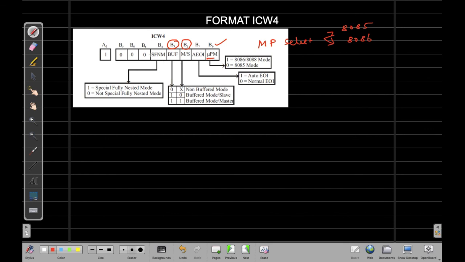Then we have the fourth bit, which is called SFNM. When I was teaching the priority modes of 8259, SFNM stands for special fully nested mode. So special fully nested mode will be activated if the device is performing in cascaded mode. Then we have the bits B5, B6, B7. These bits will be set to 0. The A0 bit, the internal address of this IC, will be set to logic level 1. With this, we come to an end of the formats of initialization control words.